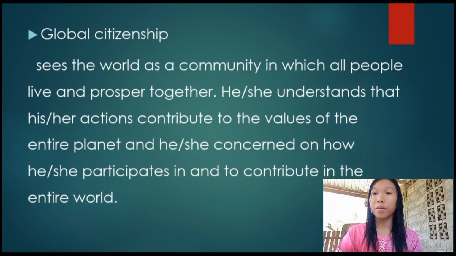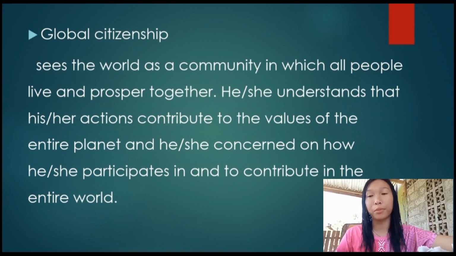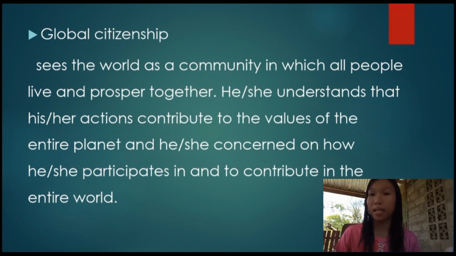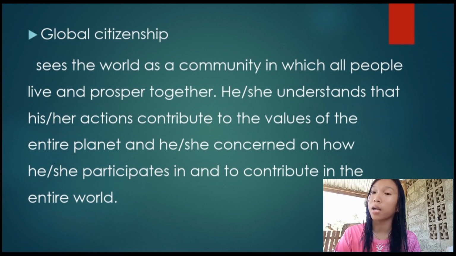Global citizenship sees the world as a community in which all people live and prosper together. He or she understands that his or her actions contribute to the values of the entire planet, and he or she is concerned with how he or she participates in and contributes to the entire world. So, global citizenship refers to the ability to recognize the interconnectedness of humanistic principles across cultures. It is also a term for globally minded individuals and communities on a worldwide scale.